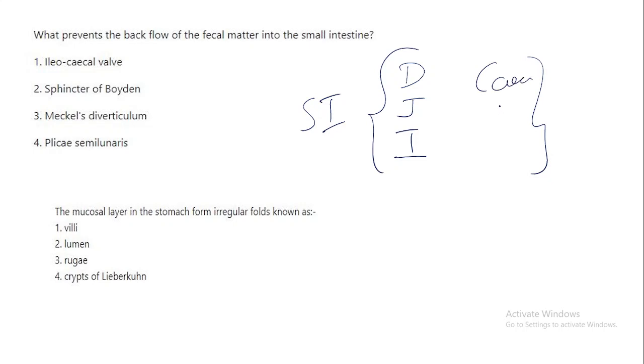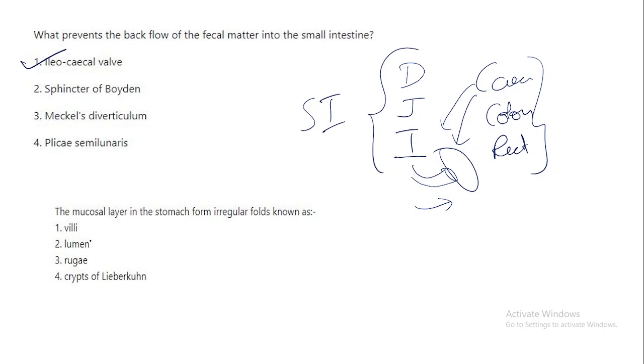Then comes the colon, then the rectum. Okay, so the last part of the small intestine, the ileum, and the first part of the large intestine, the cecum. So the ileocecal valve is the right answer. So you need to pay attention and apply whatever has been understood in this way.